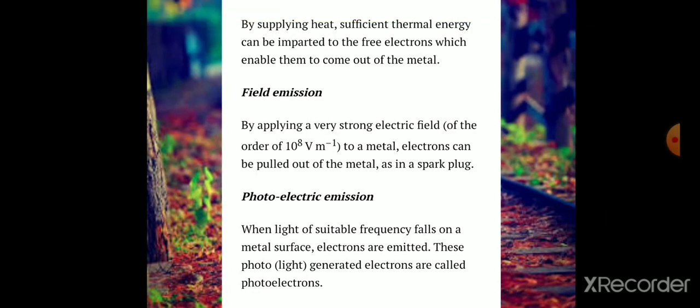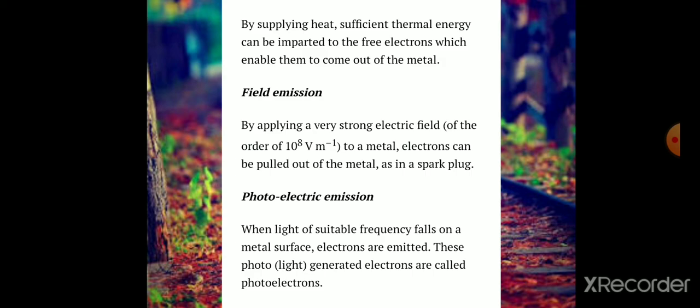So far we have discussed three types of emissions. Thermionic emission, that is, by supplying heat, sufficient thermal energy can be imparted to the free electrons which enable them to come out of the metal. Second is field emission, that is, by applying a very strong electric field of the order of 10^8 volt per meter to a metal, electrons can be pulled out of the metal as in a spark plug.